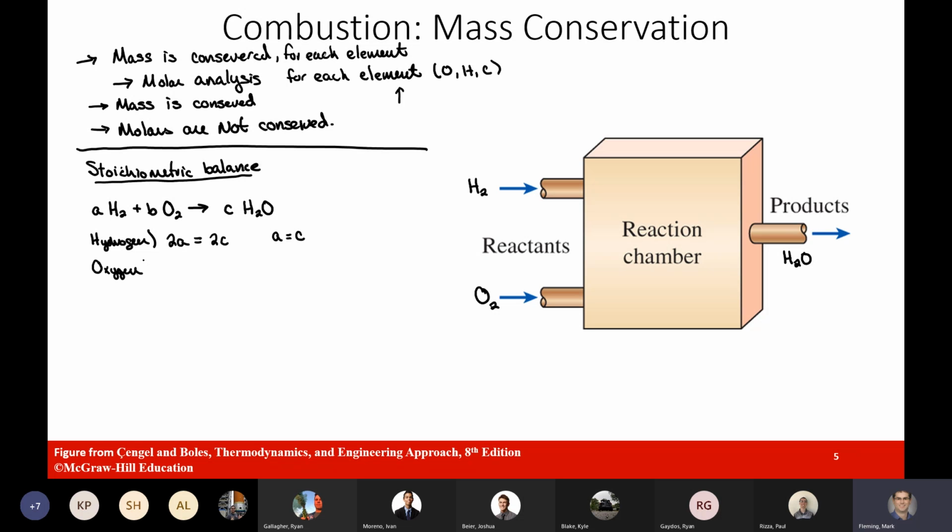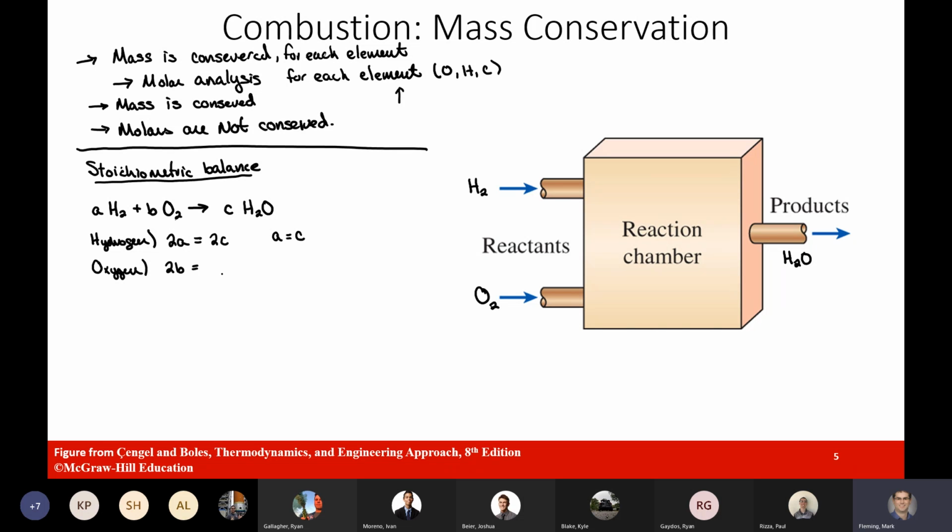And so in terms of oxygen, we have the same setup on the left-hand side. We have 2 molecules of oxygen in this system, so we have 2 times B. This now has to equal the number of molecules that we have of oxygen on the right-hand side.